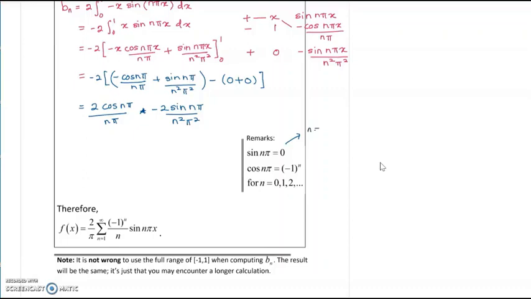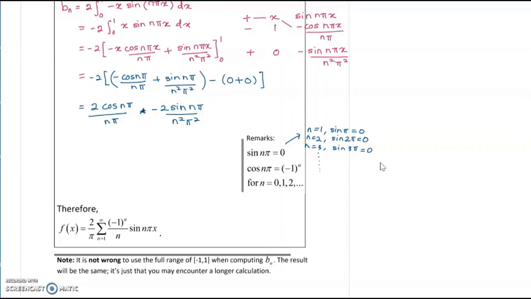So when n equals 1, you have sine pi, so this is 0. When n equals 2, you have sine 2 pi. This is 0. When n equals 3, you have sine 3 pi, so this is also 0. So if you proceed, for any value of n, you will get sine which is 0. So you can conclude that sine n pi is always 0 provided that n is a positive integer.